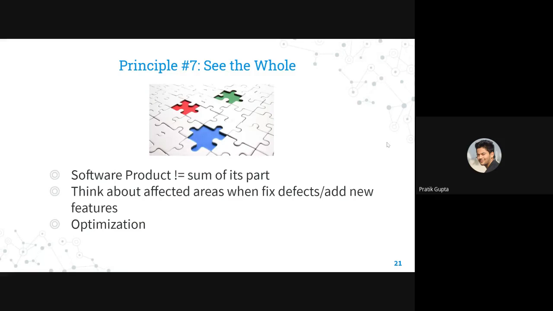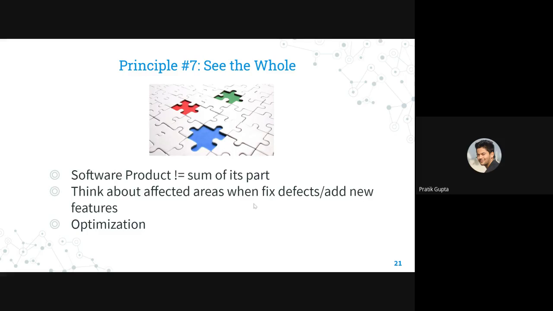So we are seeing the whole picture. Principle 7 says see the whole picture. That is, a software product is not equal to the sum of its parts, right? A software product is an increment of features. All the features act as a whole. Once we integrate all those features in the system, it comprises the software product.